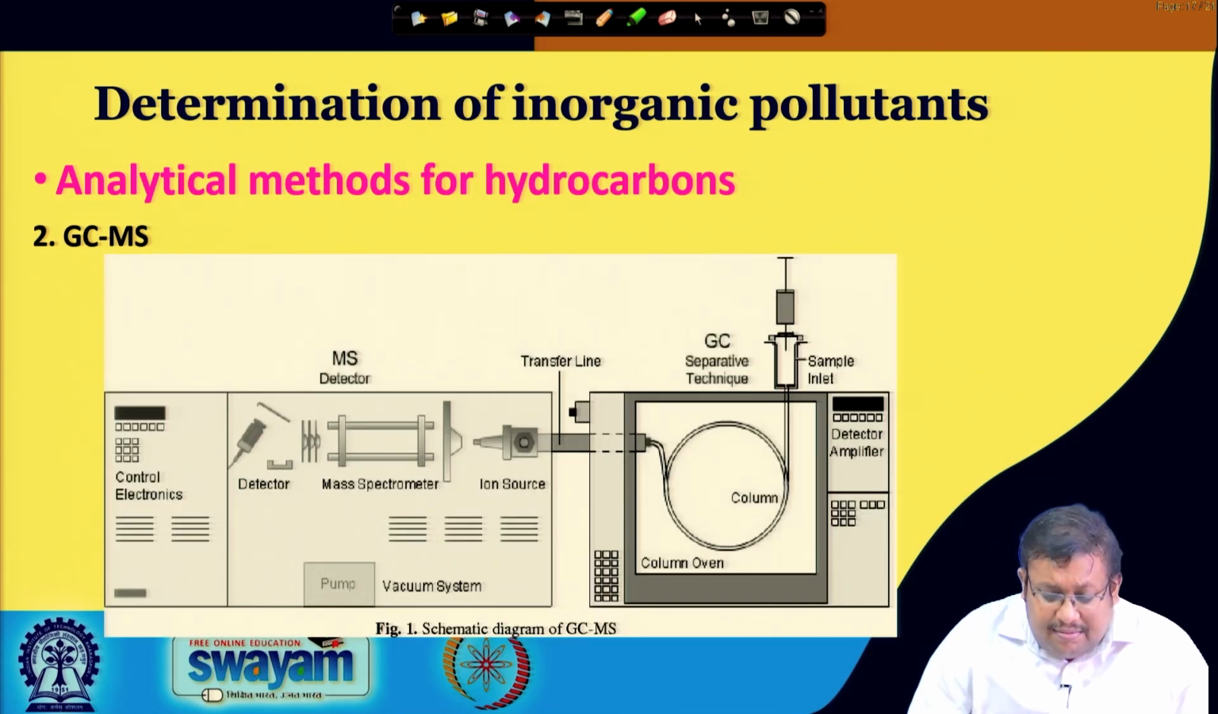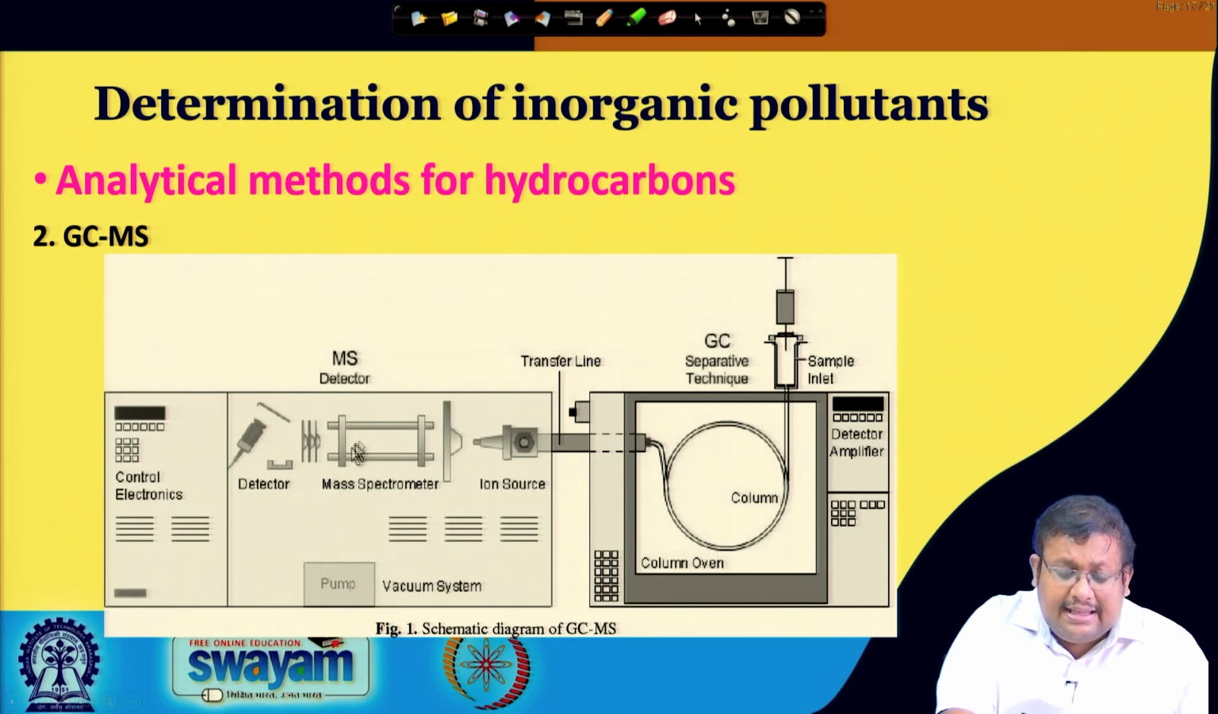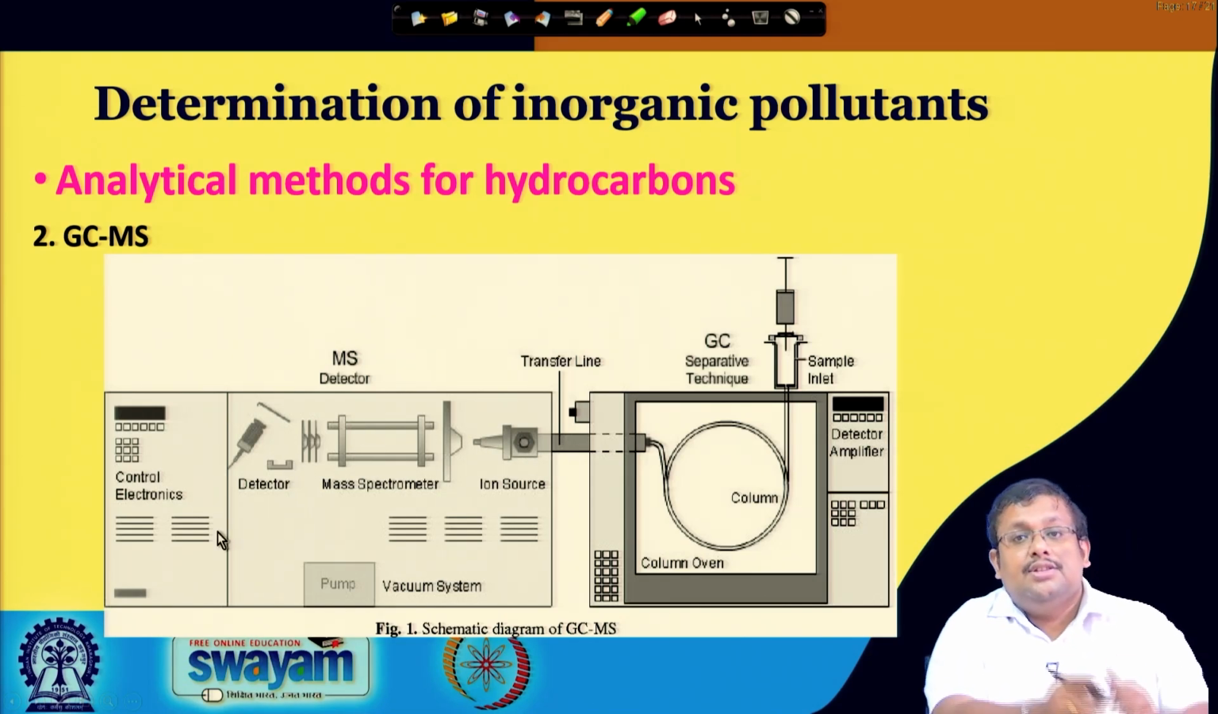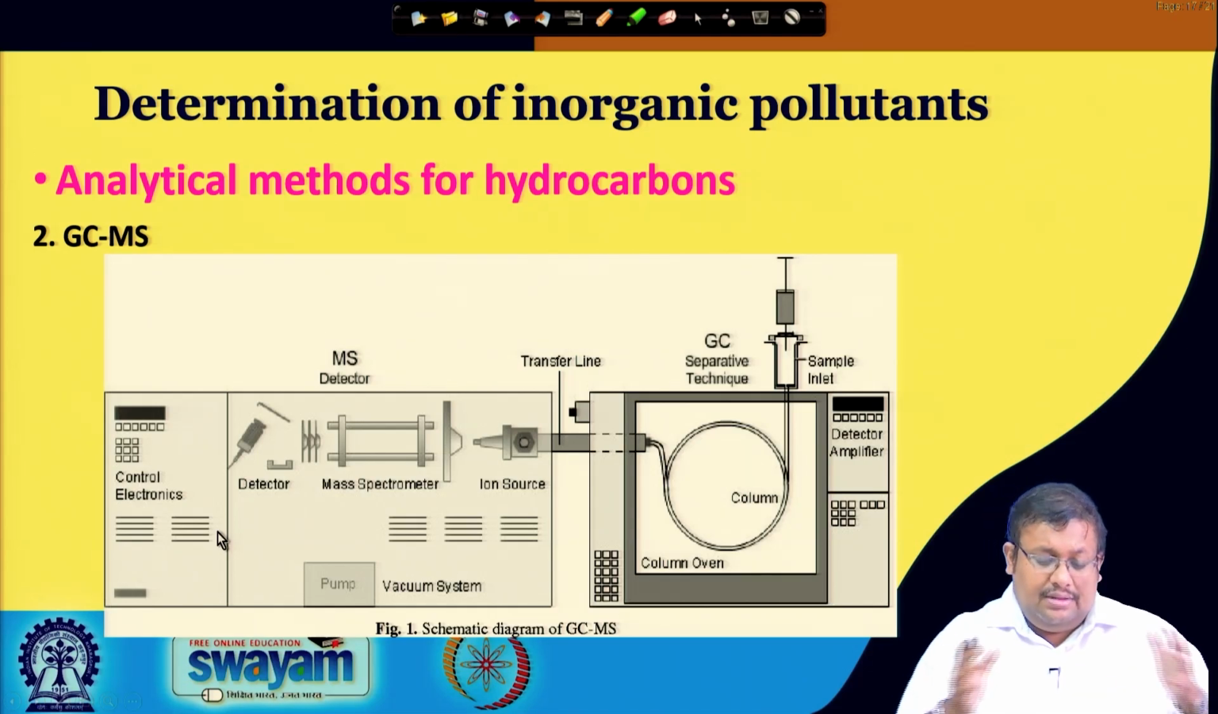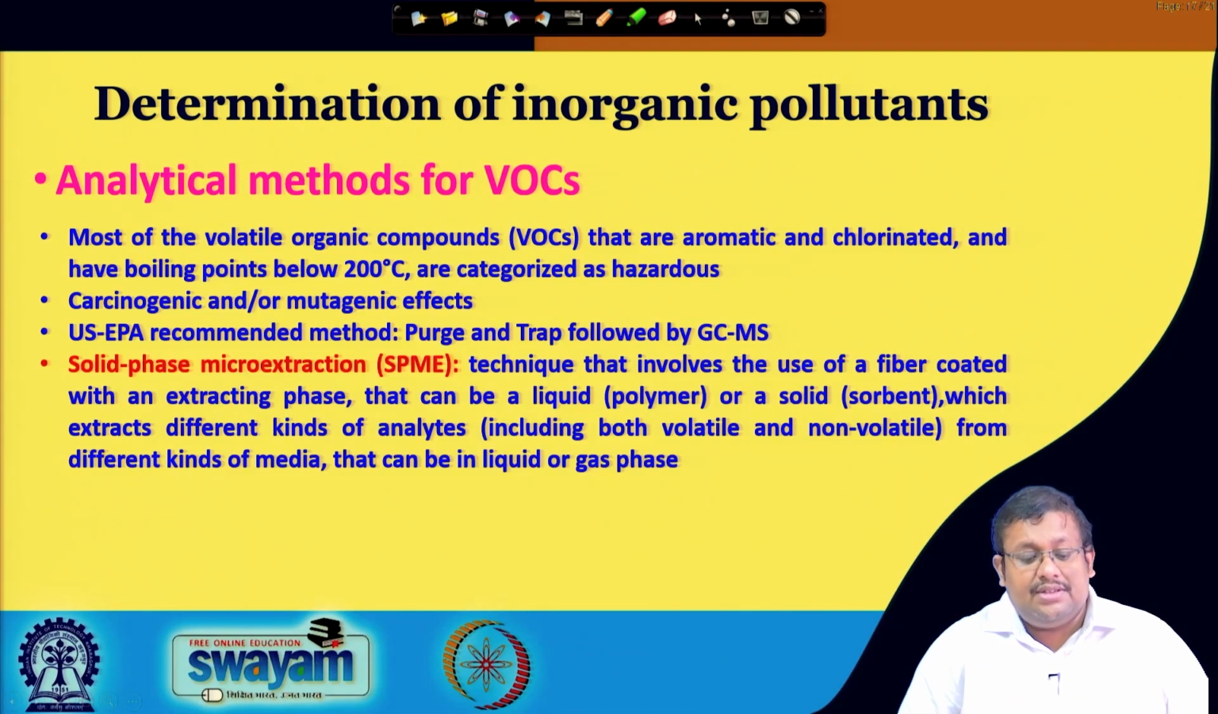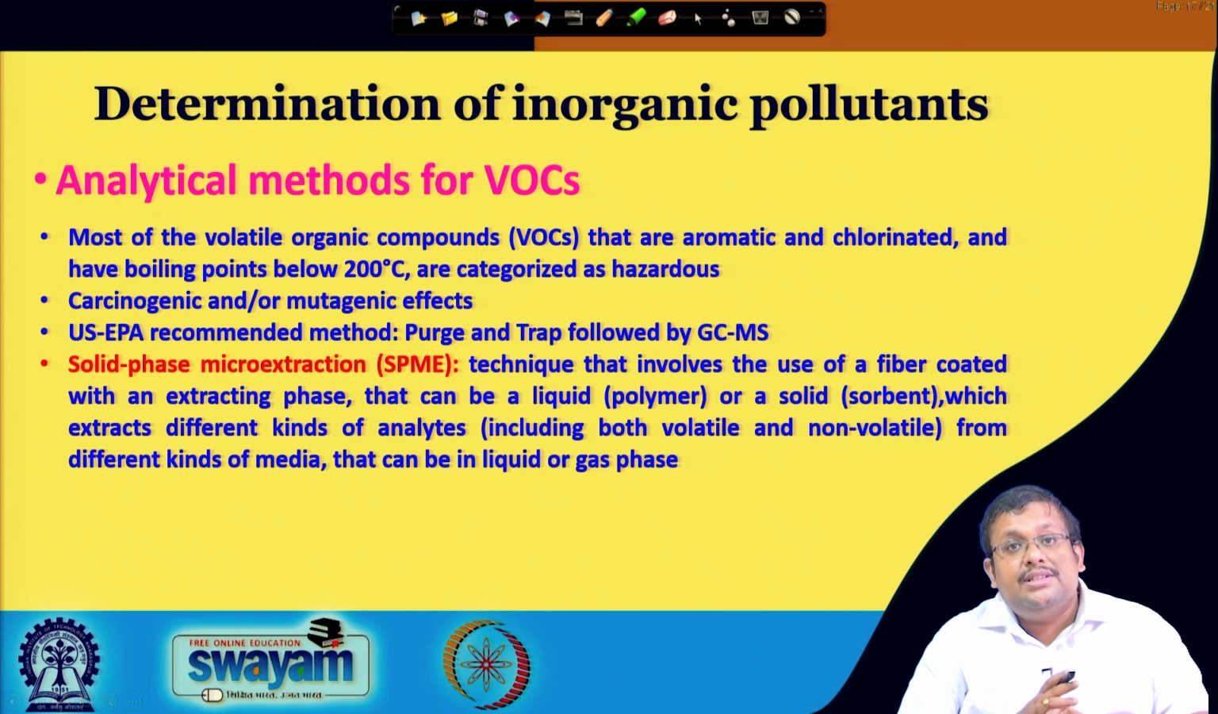So, this is the schematic of GC-MS. You can see here there is a sample inlet, then the GC column, and ultimately it goes to a transfer line, then to the ion source, and then it moves to the mass spectrometer and finally to the detector and control systems. So, this is the schematic diagram of GC-MS, which is a very sophisticated instrument.